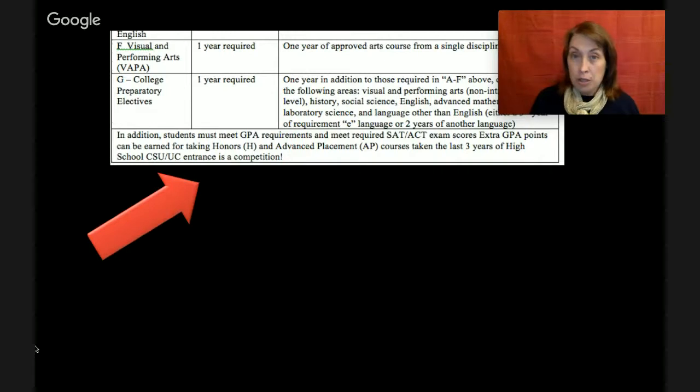You can earn extra GPA points by taking honors, which are labeled as H, and advanced placement, which are labeled as AP courses, the last 3 years of high school. So honors looks really good. Advanced placement, if you take the test at the end of the year, you can get college credits that you can then take to whatever college you attend. That means you can start college with units already in place. Some people are so good at this that they start college with one entire semester completed. So they're a semester ahead of everybody else starting college. It's a great idea if you can do it.